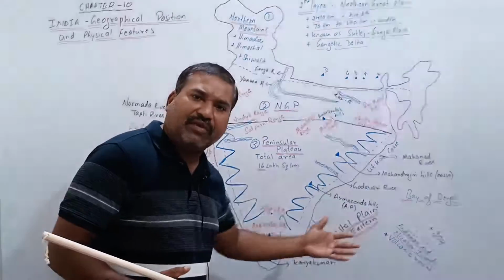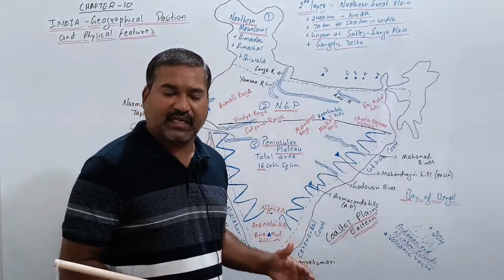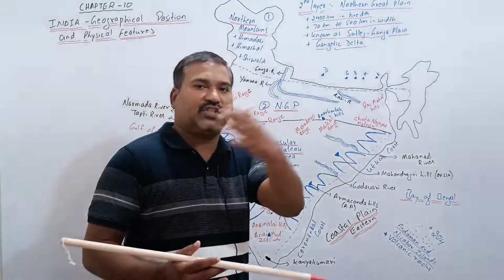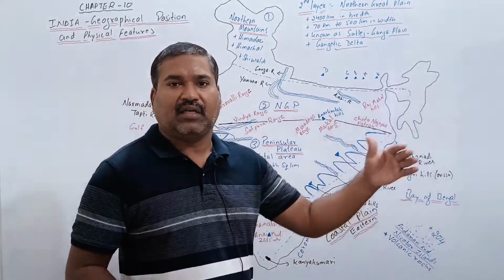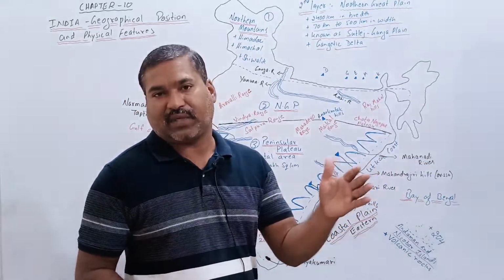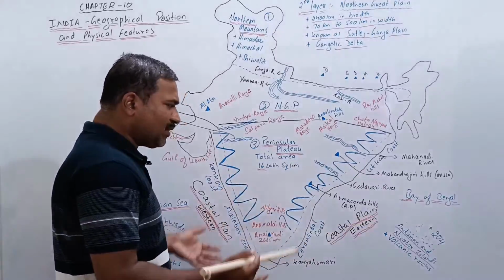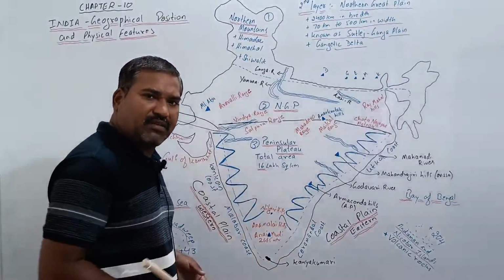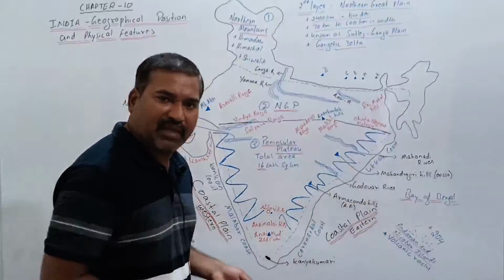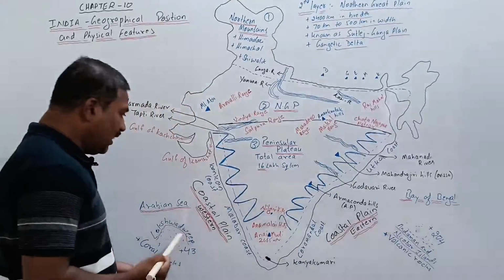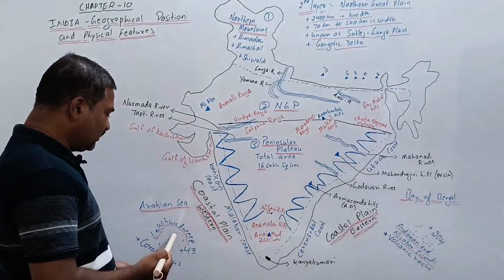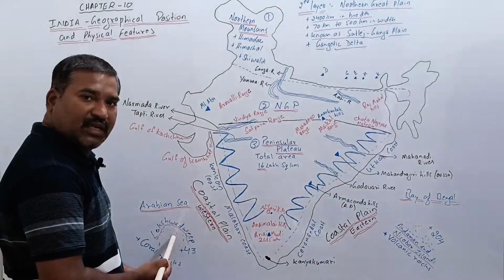Here also we can easily make the differences. If asked to differentiate between the Andaman and Nicobar Islands and the Lakshadweep Islands, we can do it in a very simple way, just by looking at the map itself. The first point: the Lakshadweep Islands lie in the Arabian Sea.